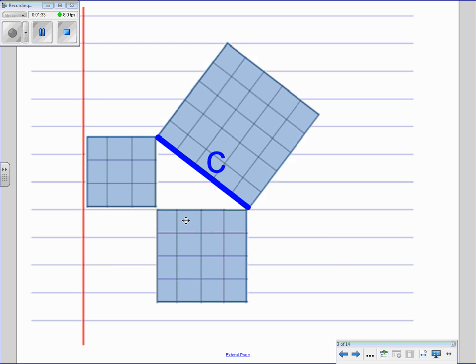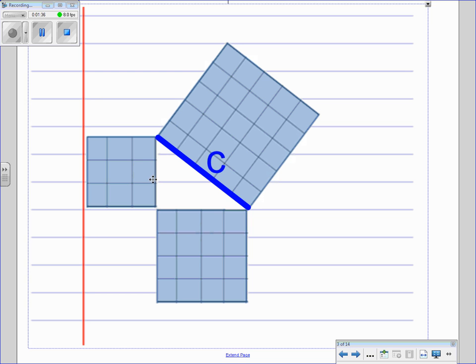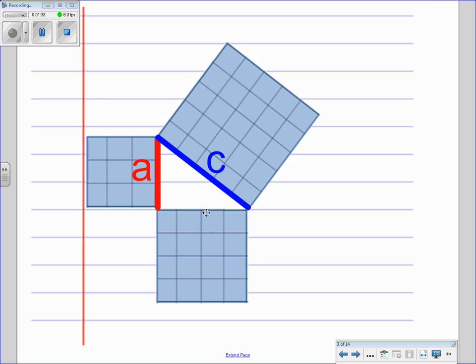Then we usually label the smallest side A and the next smallest side B.